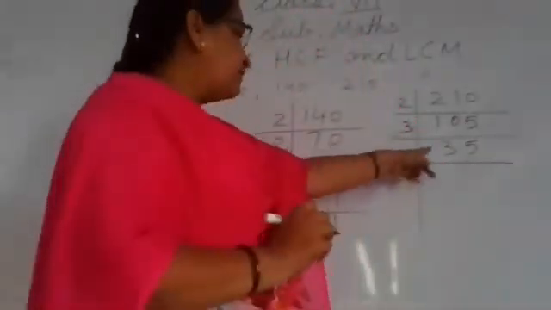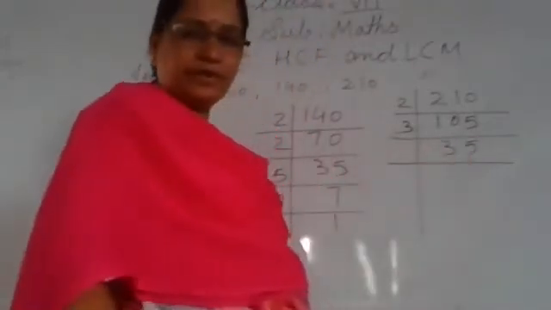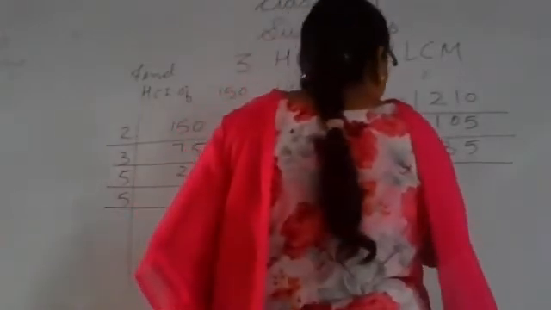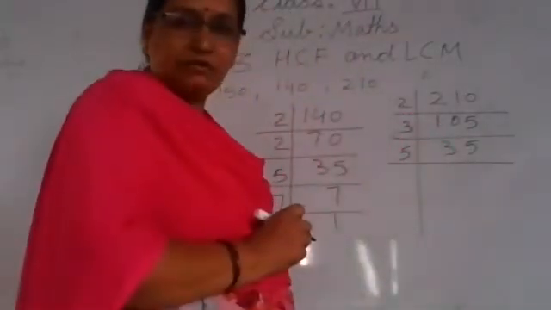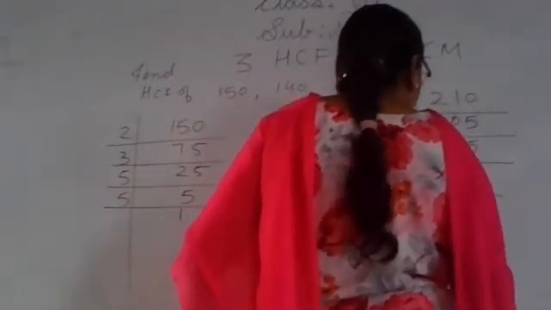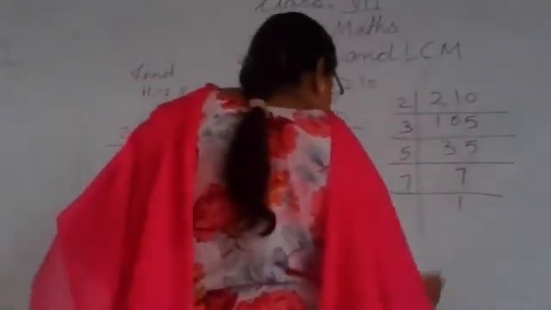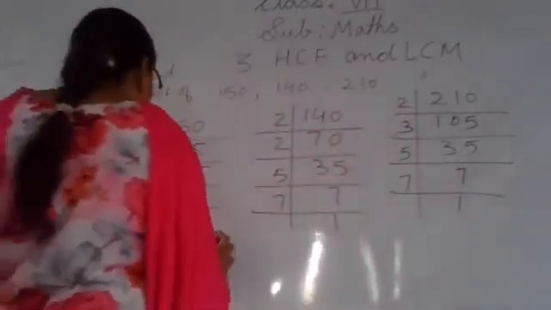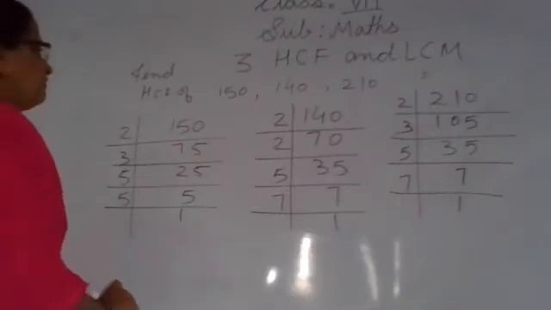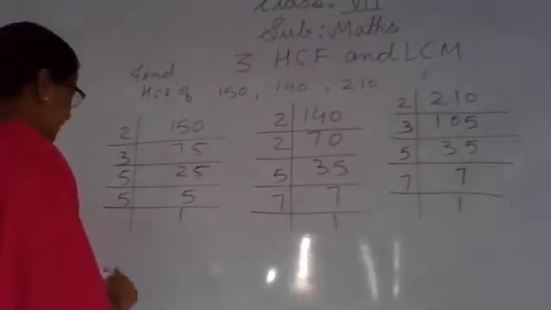Okay, 35. See, 3 plus 5 is 8, so it is not divisible by 3 again. So we will take the next prime number, that is 5. 5 7s are 35, and here 7 1s are 7. Okay. Now we will write all the factors of 150, 140 and 210.